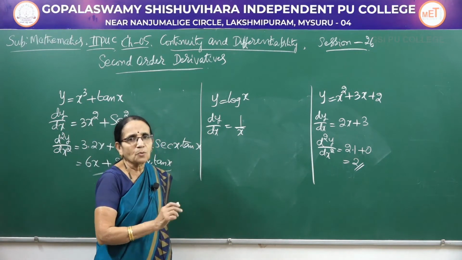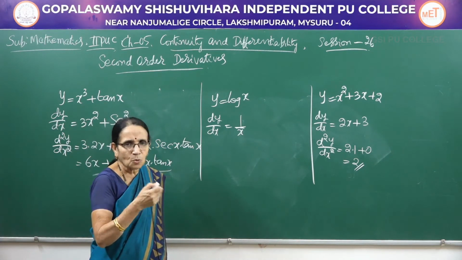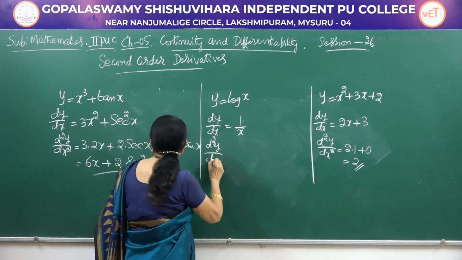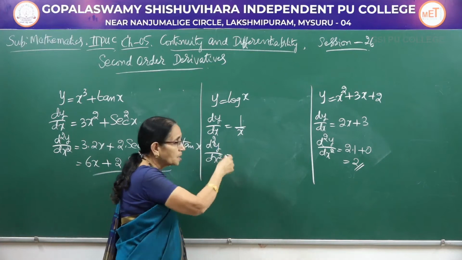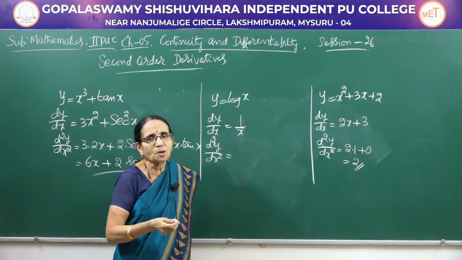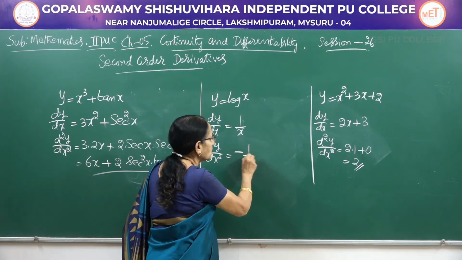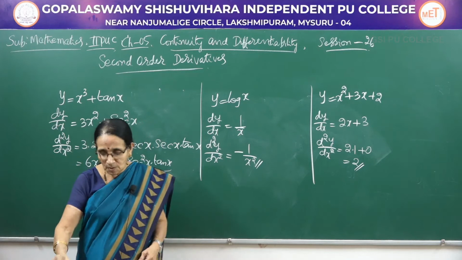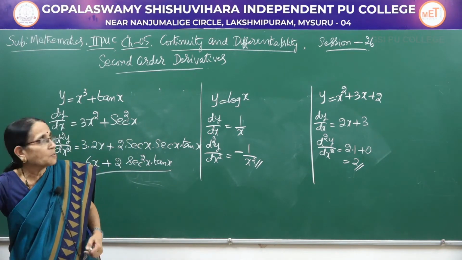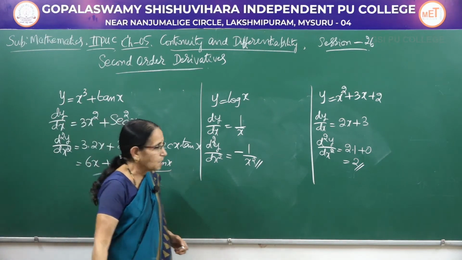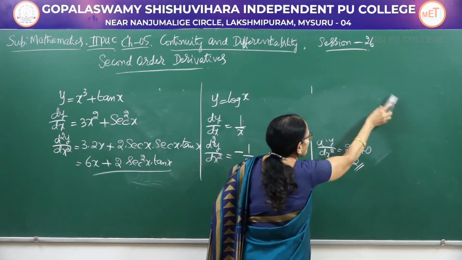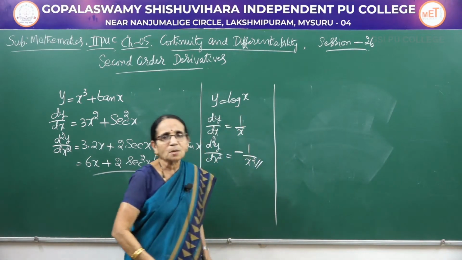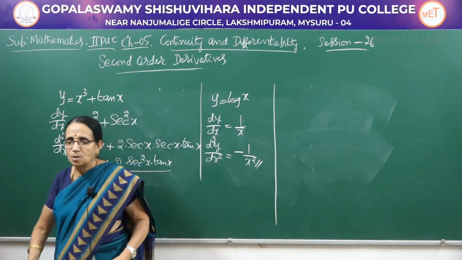Now dy by dx equal to 1 by x. So d square y by dx square is, now again 1 by x is a standard function, the basic function. What's the derivative of 1 by x? It is minus 1 by x square. I have given all this when I gave you the set of formulae. So y is equal to log x means the first derivative is 1 by x, the second derivative is minus 1 by x square. Both of them come under the basic function.